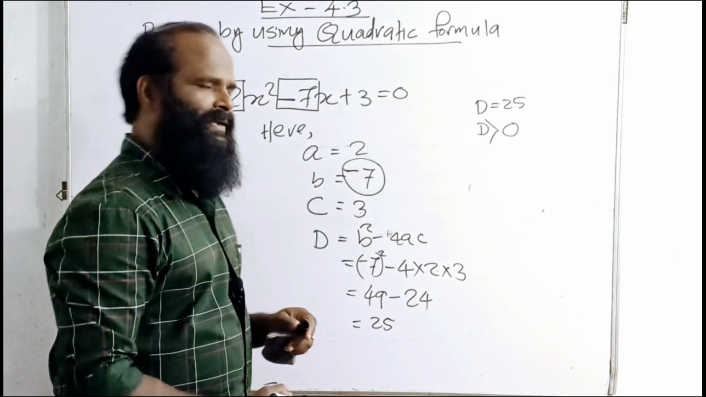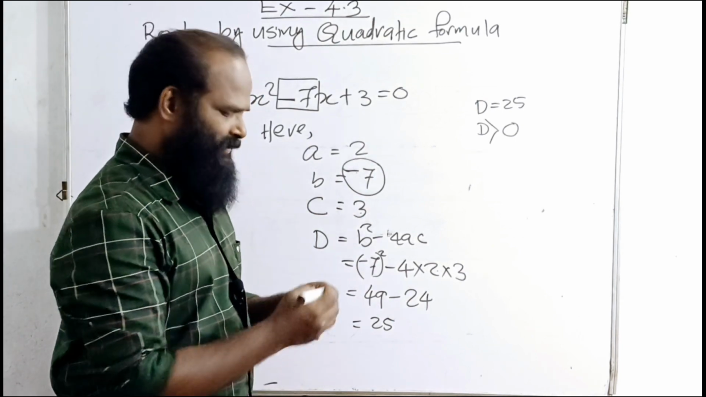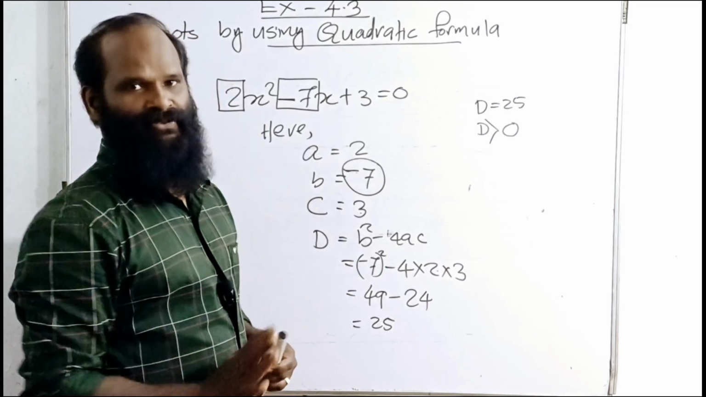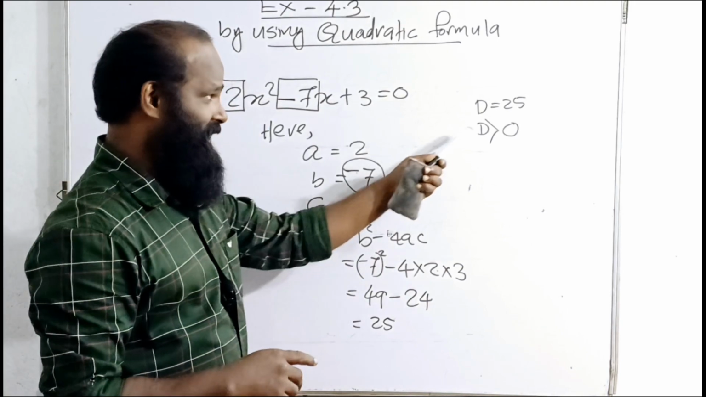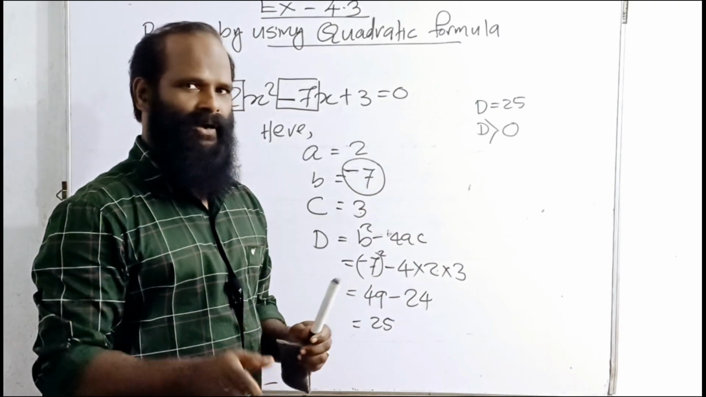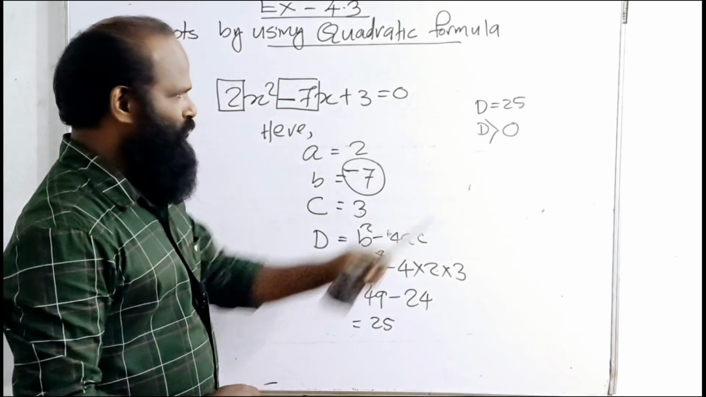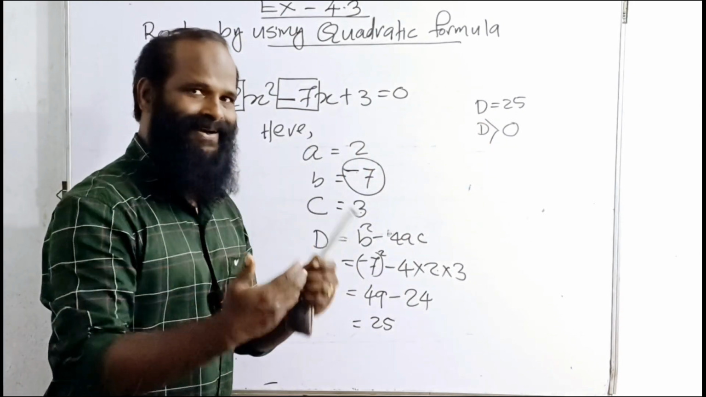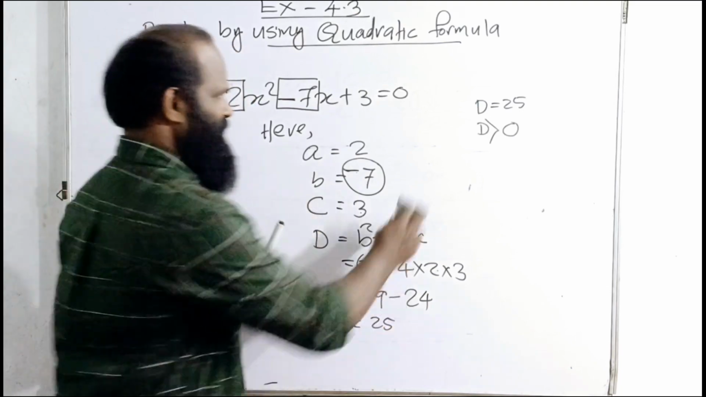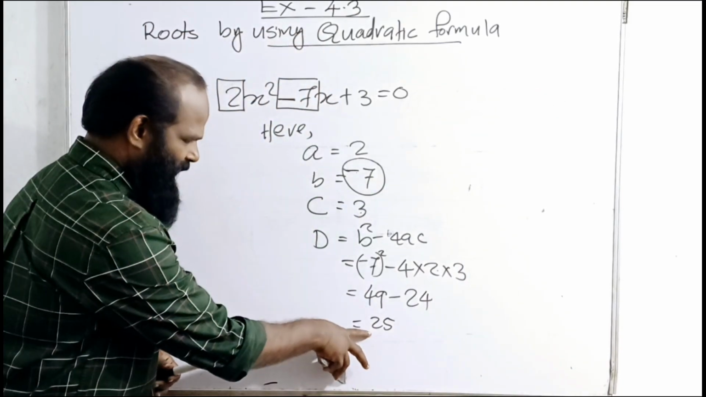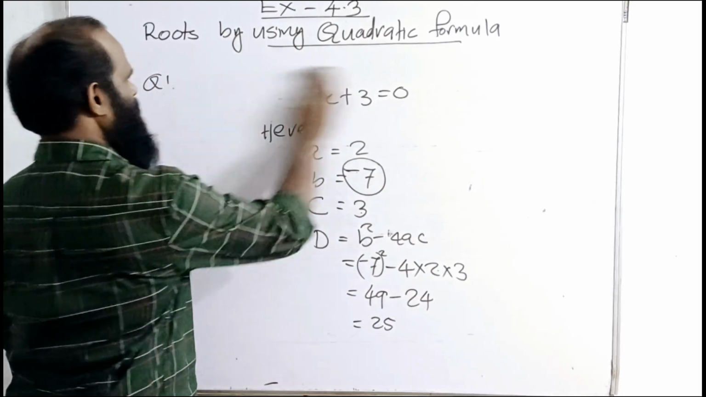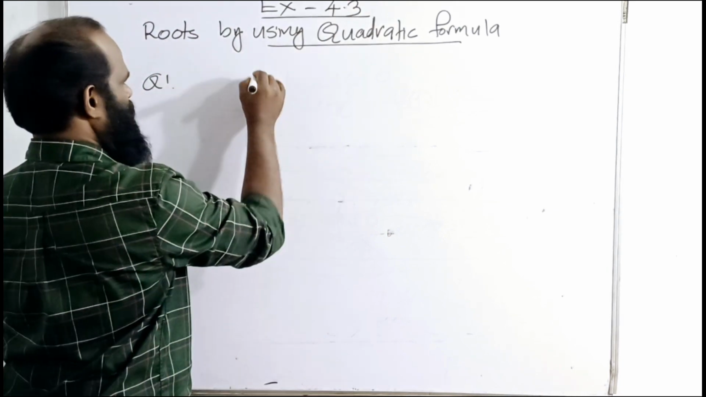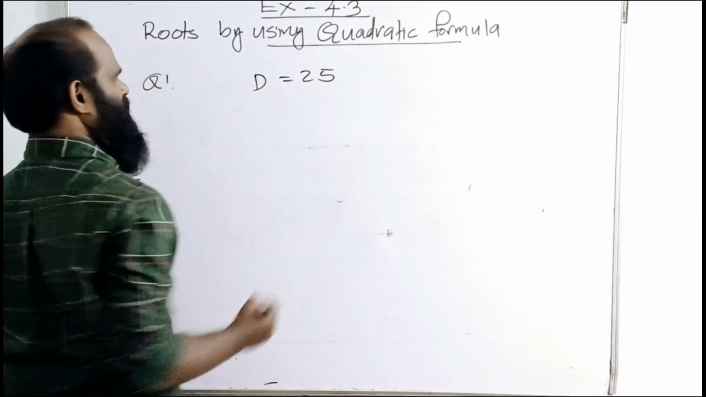From this we can infer that the values of x are real and two different numbers. If D is greater than 0, roots are real and they are two different numbers. So from this we have understood that the values we are going to get are two different values. All right. So D is equal to 25. Just leave it over there. Let me start from here. D is equal to 25.